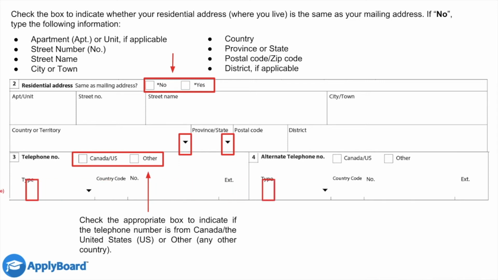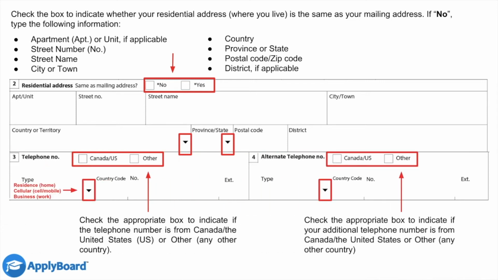Check the appropriate box to indicate if the telephone number is from Canada, the U.S., or any other country. Check the appropriate box to indicate if your additional telephone number is from Canada, the U.S., or any other country. Don't forget to specify the type of phone number: residence, cellular, or business.